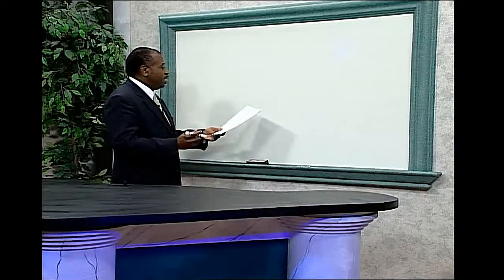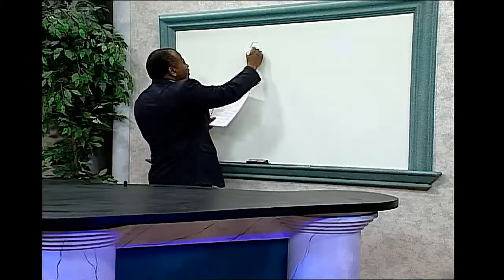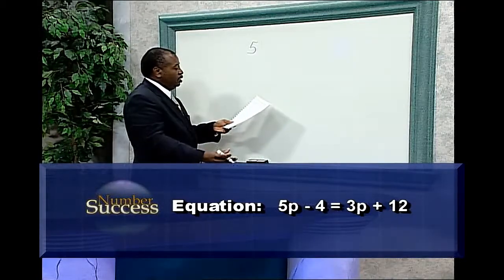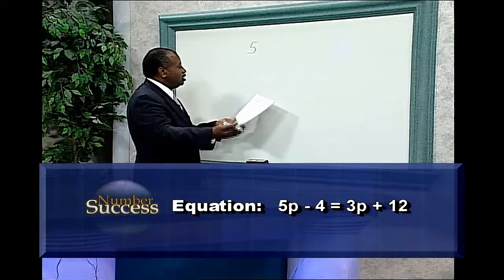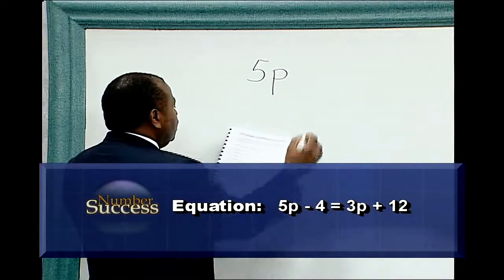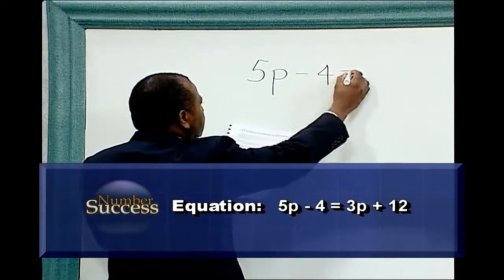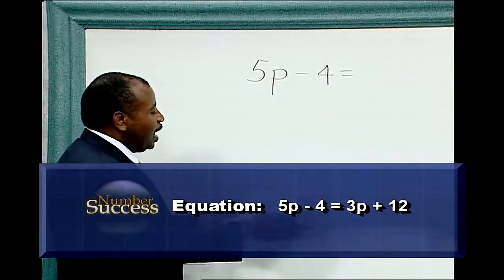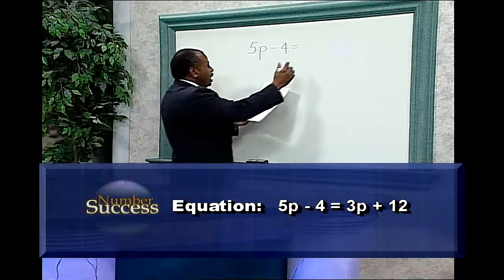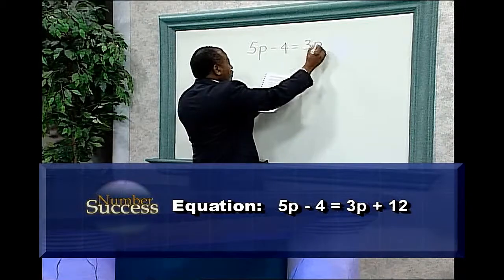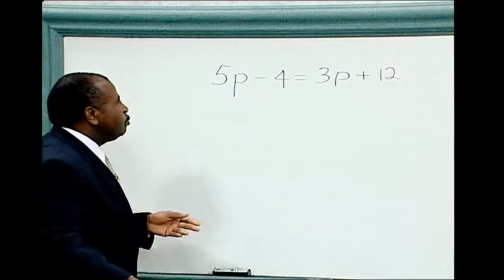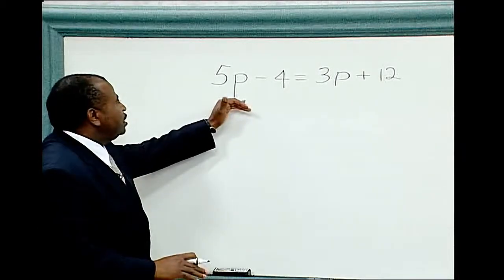Let's write this in a mathematical equation. 5 times the unknown number. Since we don't know what the unknown number is, we're going to use P to represent the unknown number. 5 times the unknown, P, minus 4 is equal to 3 times the unknown. Again, we let P represent the unknown, so it'll be 3 times P plus 12. Now, we've written this word problem in a mathematical equation.